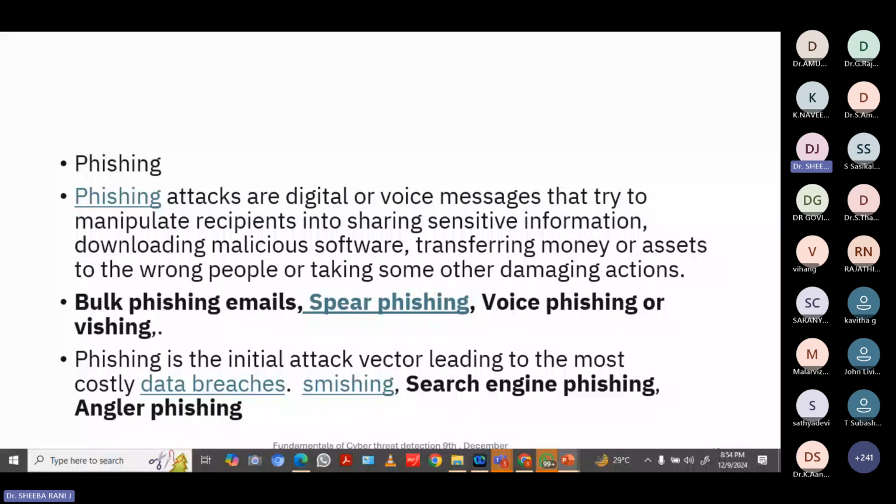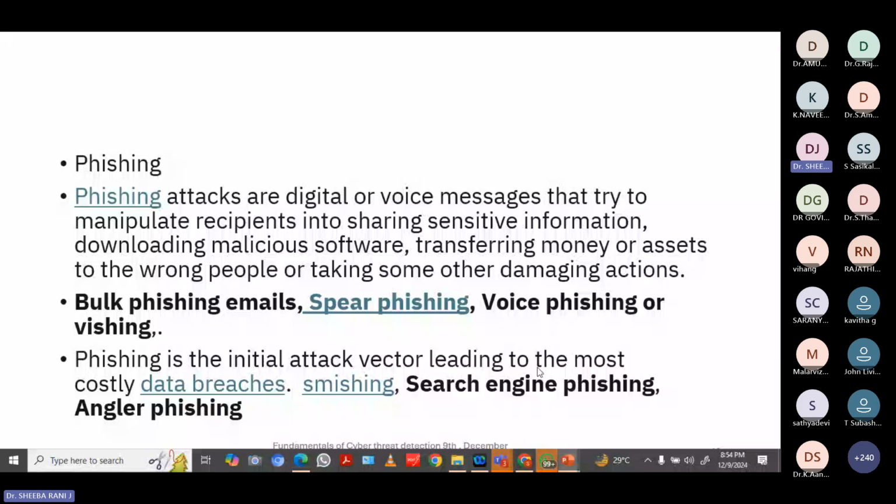Now we are saying spear phishing, voice phishing, or phishing. There are different types of spear phishing. Voice phishing is called V phishing. So phishing attacks mainly come in terms of emails, or they can be in terms of voice or like that. Also, phishing is the initial attack vector leading to the most costly data breaches. Then there is search engine phishing.